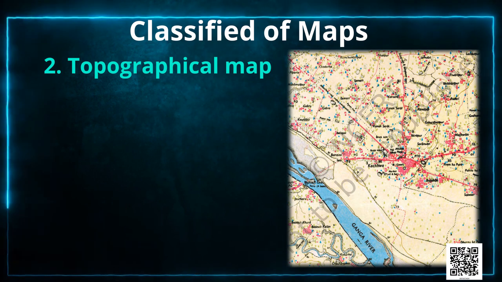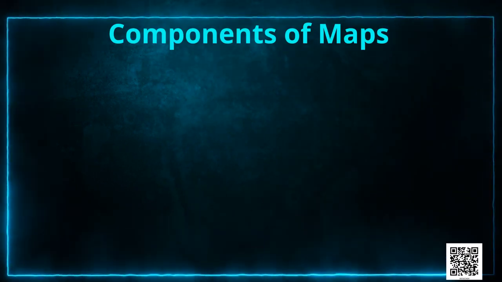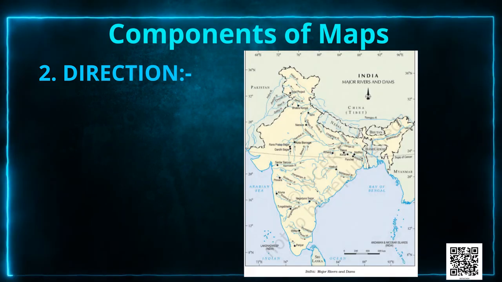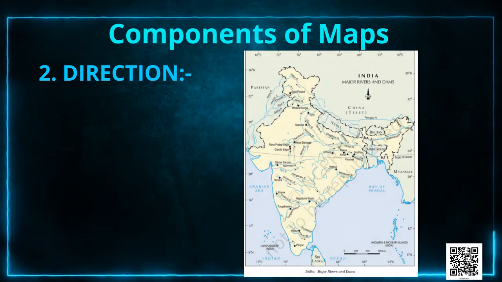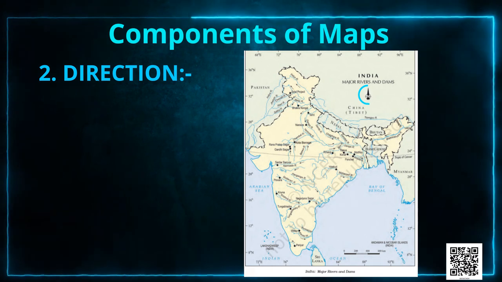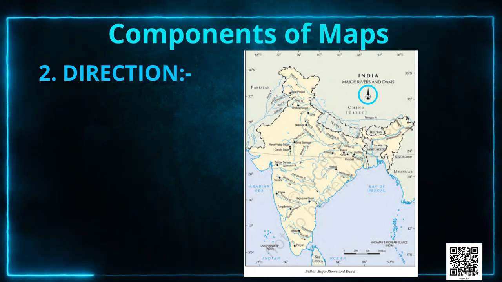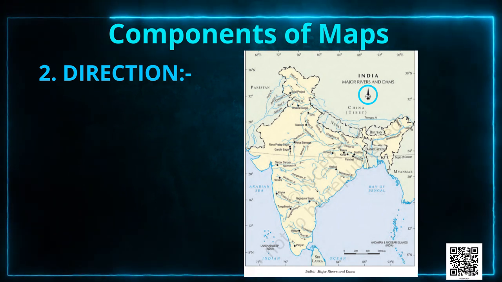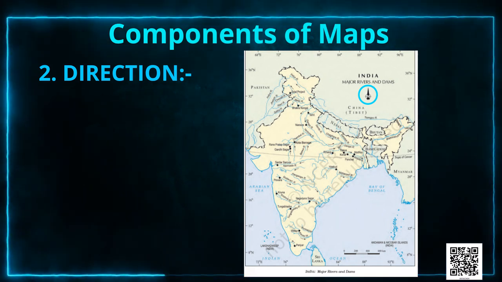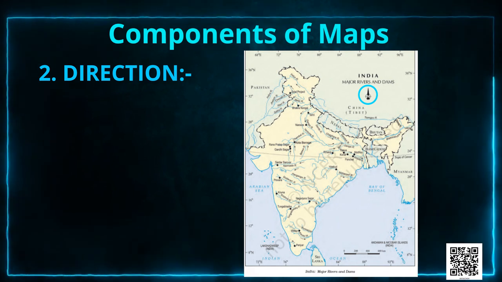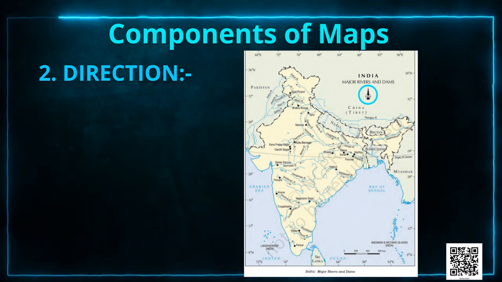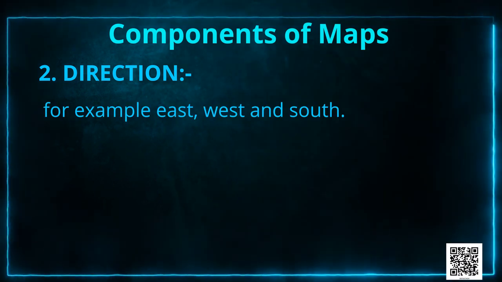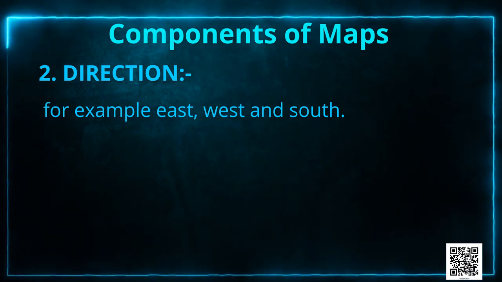settlements, etc. Now, our next component is direction. Most maps contain an arrow marked with the letter N at the upper right hand corner. This arrow shows the north direction. It is called the north line. When you know the north, you can find out other directions. For example, east, west and south.